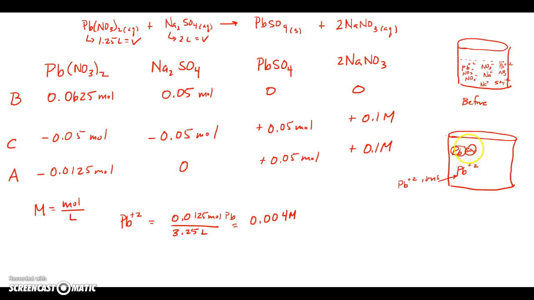So we need to now talk about what else we have. The other one would be SO4. Looking at SO4 over here, it looks like none of the SO4 was left over. It all reacted to become PbSO4, so we do not need to solve for the molarity of SO4 because it is 0 molar. So SO4 2- has 0 molarity because none of it was left over.